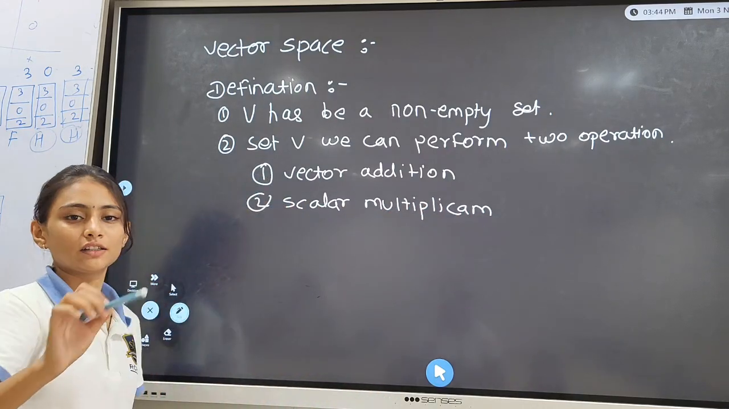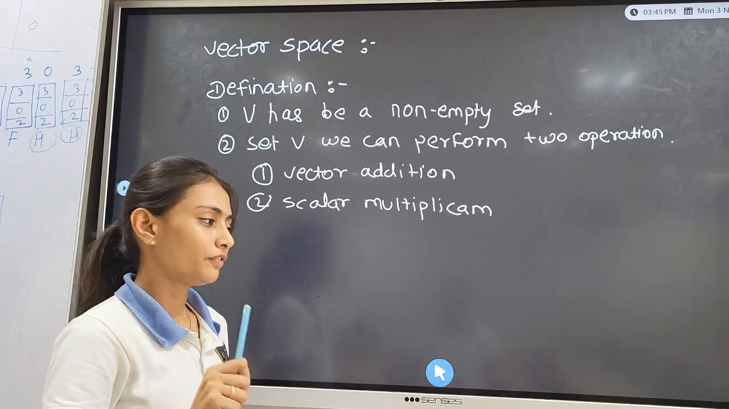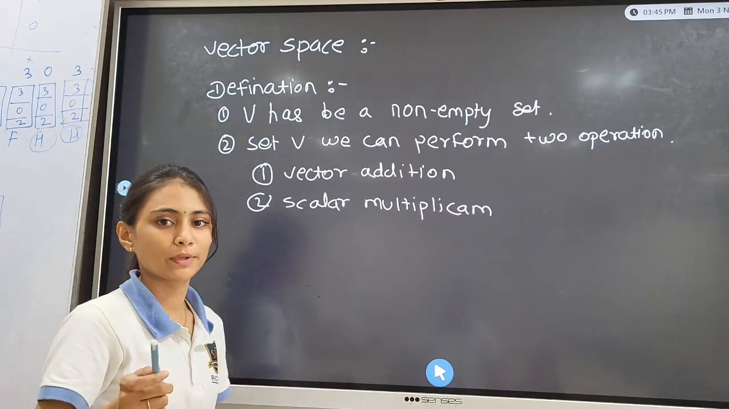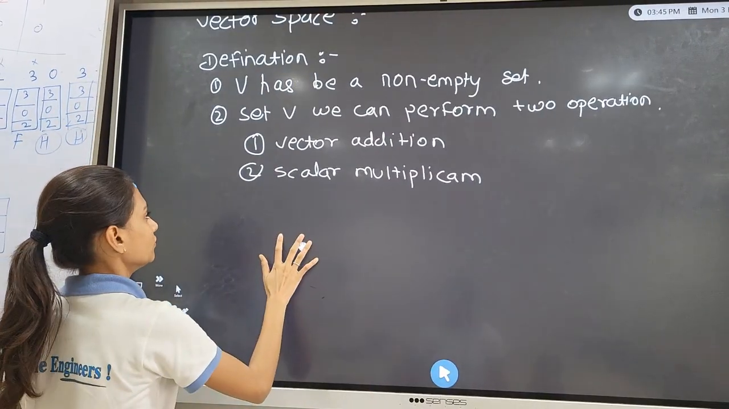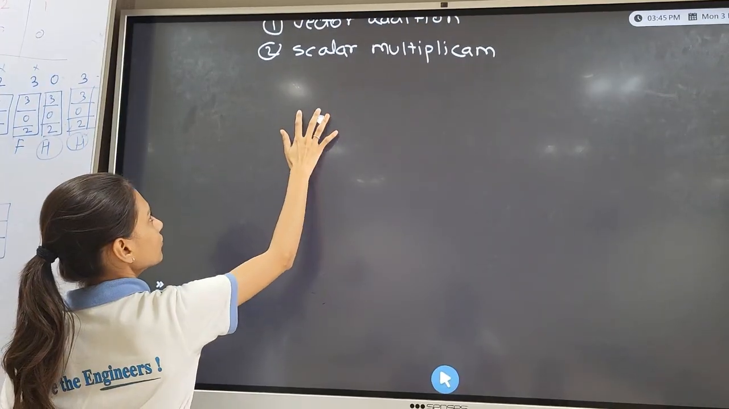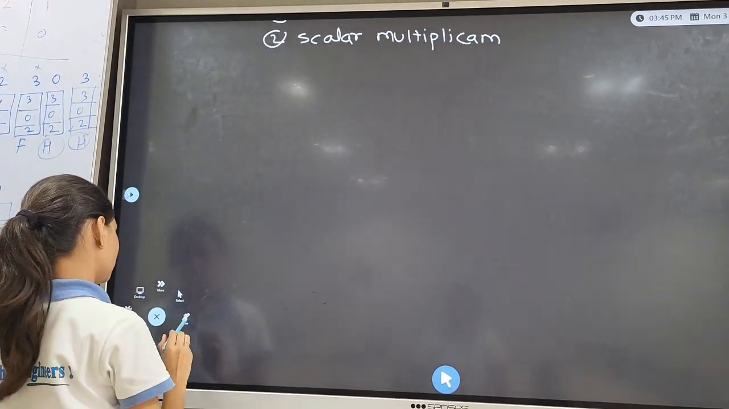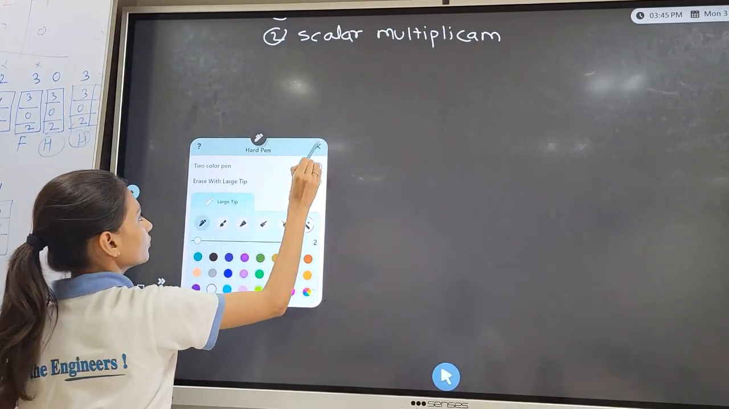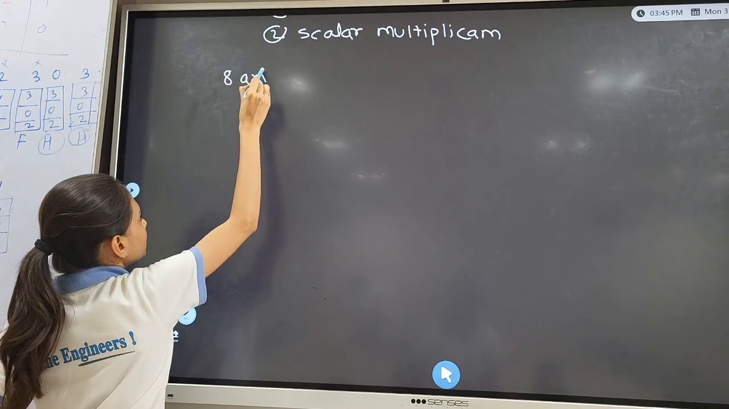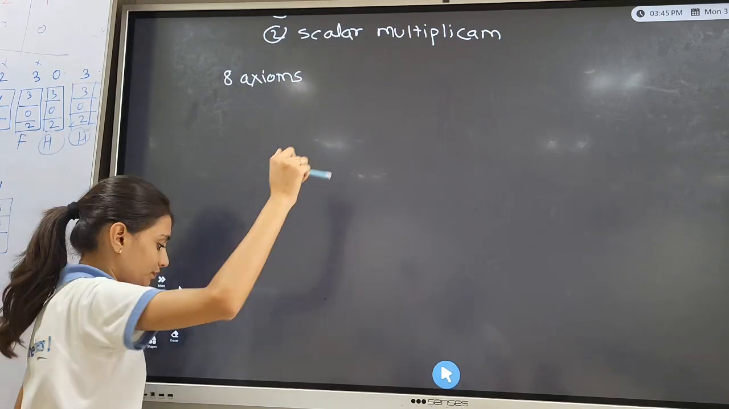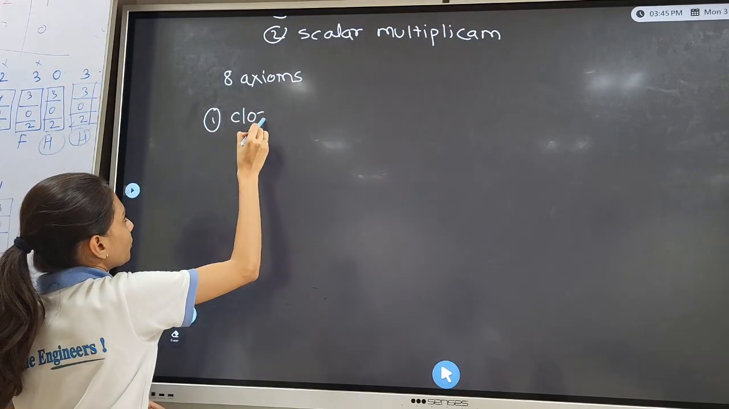To prove that the set belongs to a vector space, first we have to define 8 axioms. Axioms basically means the rules of a vector space. There are basically 8 axioms which we have to prove. First is the closure property.